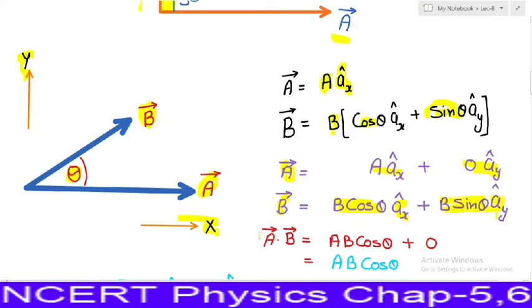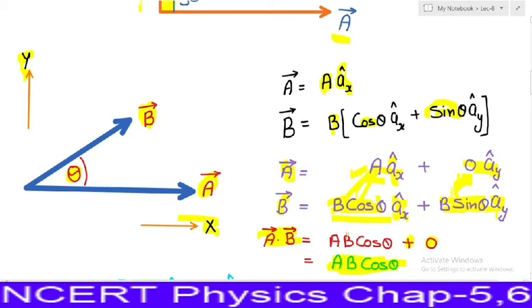Now we want to find A dot B, means dot product of vector A and vector B. Here always remember, if vectors are given in form of ax cap and ay cap, then just multiply coefficient of ax cap of vector A with coefficient of ax cap of vector B. For example, in this case, that would be A into B cos of theta. Now put plus sign and multiply coefficients of ay cap. But here, one of the coefficients is 0. That's why their multiplication would be equal to 0. And overall A dot B is equal to AB cos of theta.